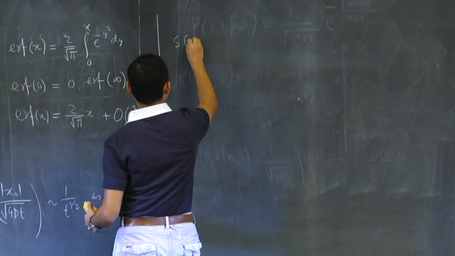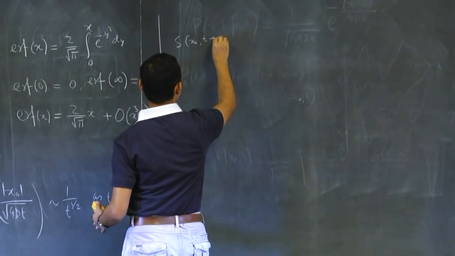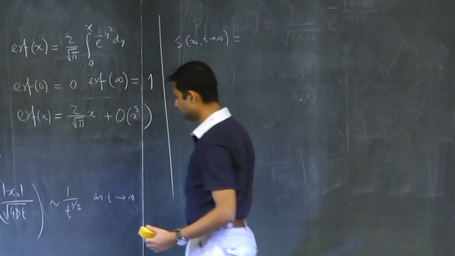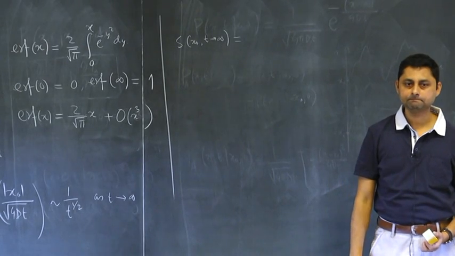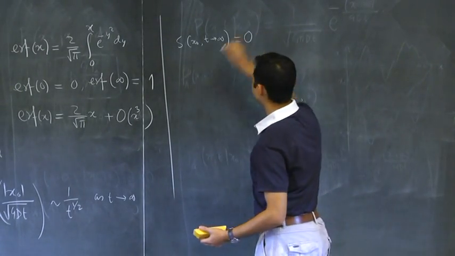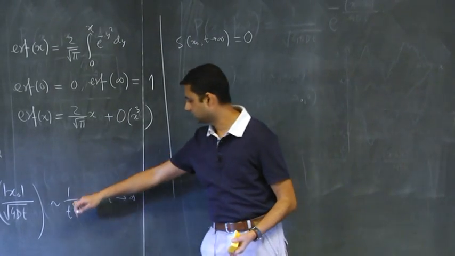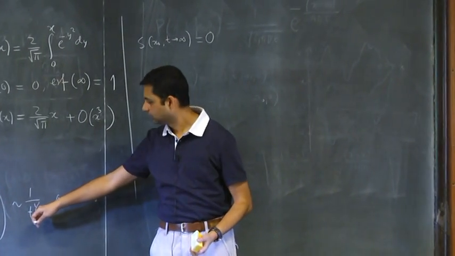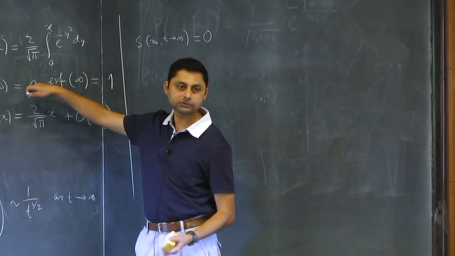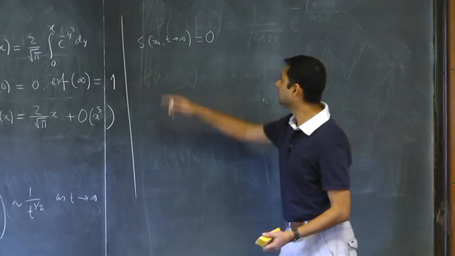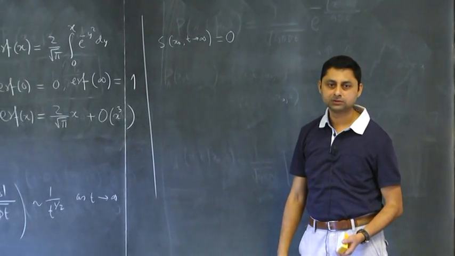Right, as x0 and t go to infinity, this is equal to zero. It goes like 1 by t to the power half, or even if you look at this, the argument becomes 0, and when the argument becomes 0, the error function becomes 0. So when t equals infinity, it goes to 0. So ultimately this becomes 0.